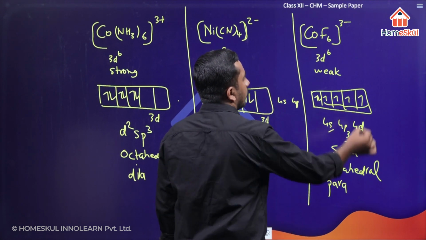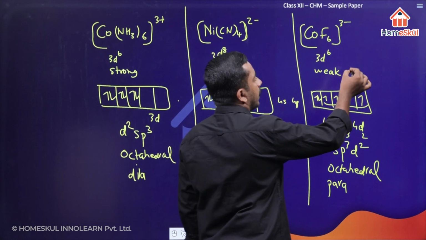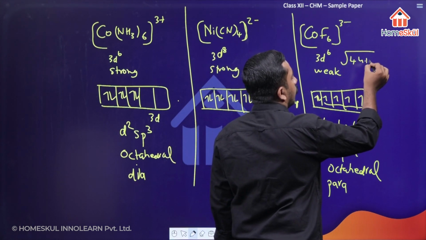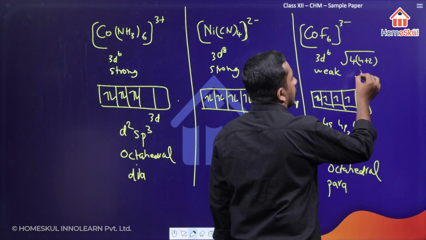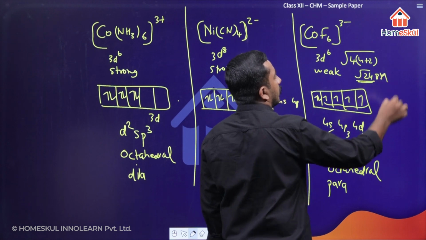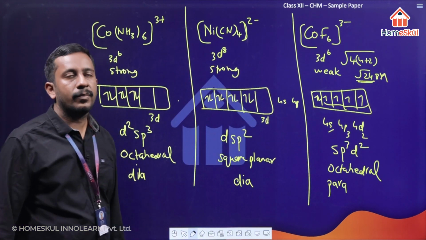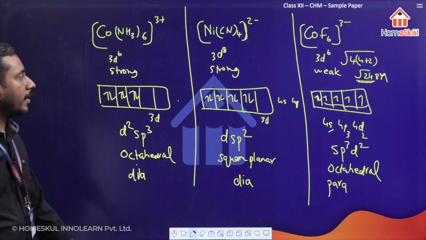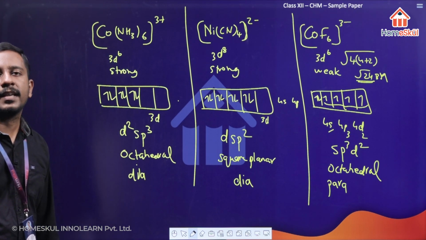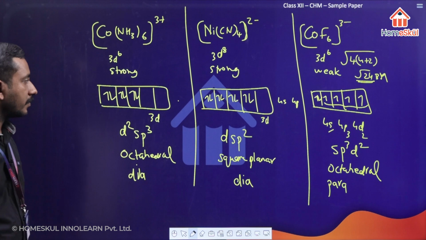Only in the third compound there is a presence of unpaired electrons, so that is going to be paramagnetic in nature. And since we have 4 unpaired electrons, we can also find the value of spin magnetic moment. That will be root of 4 into 4 plus 2. That means root of 24 Bohr magneton. That will be the value of spin only magnetic moment. So we have compared the shape, hybridization and magnetic properties of all the 3 compounds that has been asked in the question.